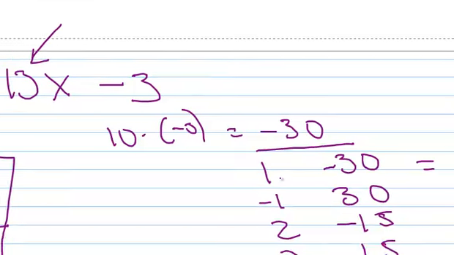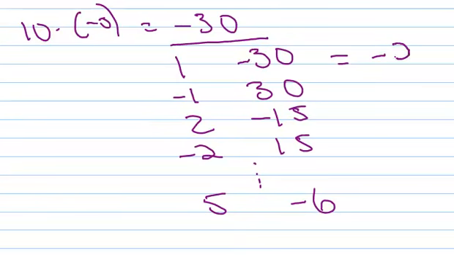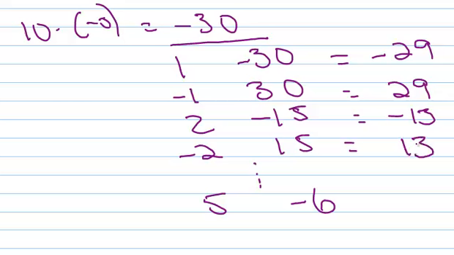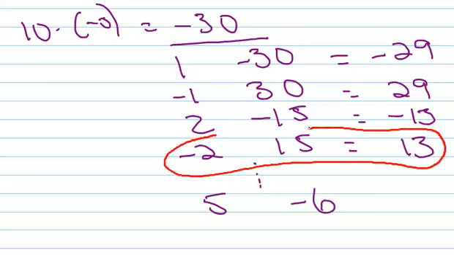So let's add these up. 1 and negative 30 is negative 29, negative 1 plus positive 30 is positive 29, 2 plus negative 15 is negative 13. Oops, that's getting closer. Negative 2 plus positive 15 is positive 13. Oh, that's the one we want right there. You certainly don't have to write all these factors, but if it was hard coming up with this, then you would just continue to write all of the factors.